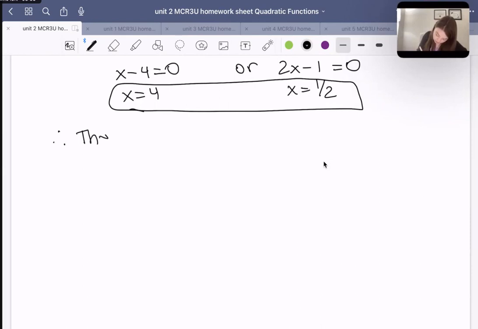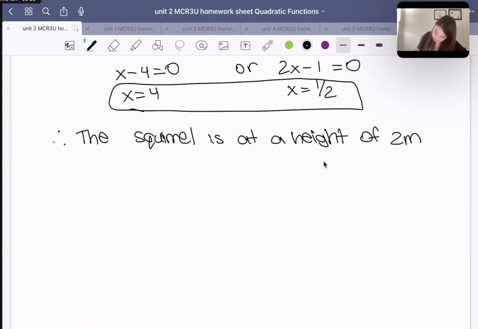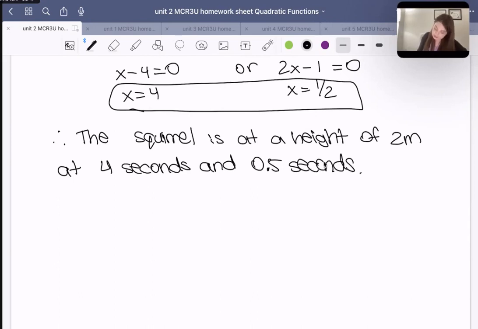So therefore, the squirrel is at a height of 2 meters at 4 seconds and 0.5 seconds. And there's our answer.